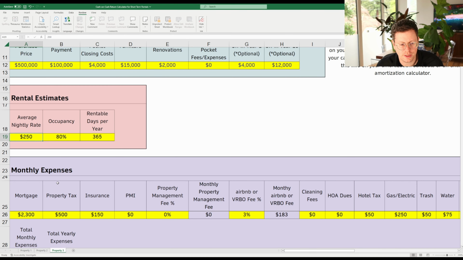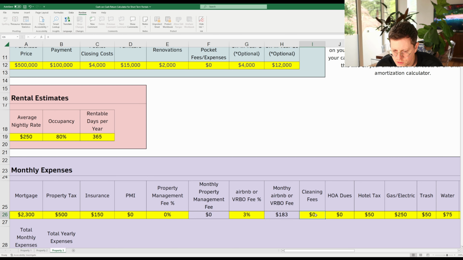So the monthly expenses have similarities, but also some additional expenses because it's a short-term rental. The mortgage, property tax, insurance, and PMI are all the same. Property management also applies in the short-term rental space. The fees for property management of short-term rentals are typically a lot higher than long-term rentals because there's a lot more work that needs to be done by the property management. And then the typical fee for using services like Airbnb or VRBO is 3% of all revenue, and you can see that the spreadsheet calculates that for you here based on the rental estimates that you gave above.